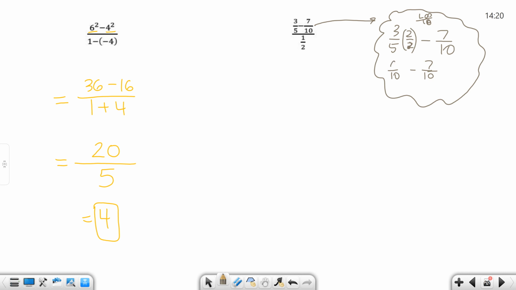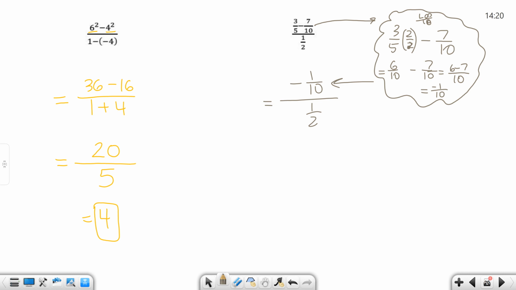So then we multiply straight across. 3 times 2 is 6. 5 times 2 is 10. So we have 6/10 minus 7/10. Well, that's going to be 6 minus 7 over 10, right? That's why it's over a common denominator. 6 minus 7 is negative 1 over 10. So then we're going to bring this back into our fraction, negative 1 over 10 divided by, we just bring this 1/2 down.